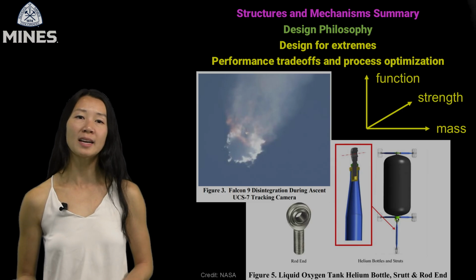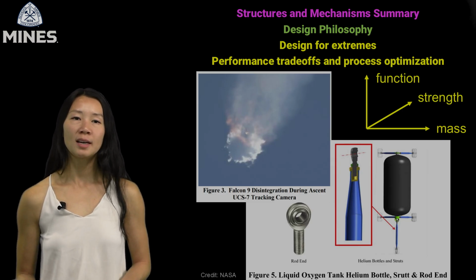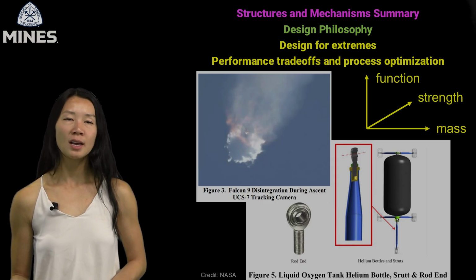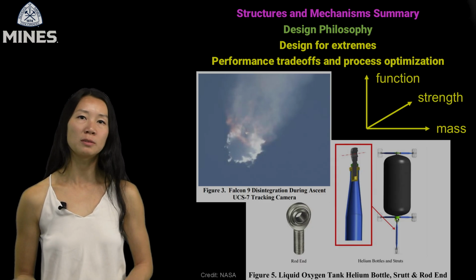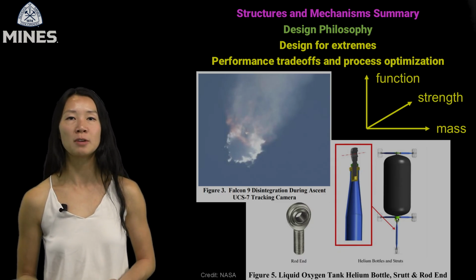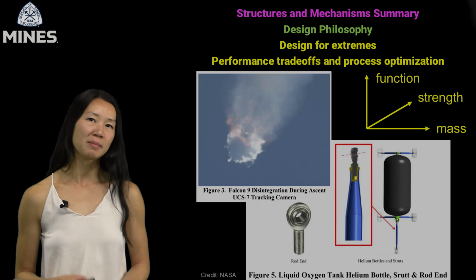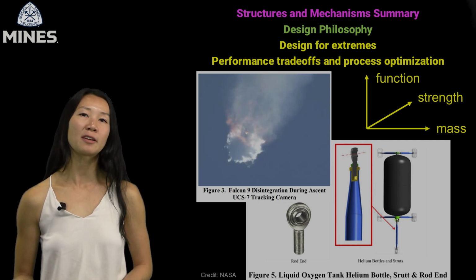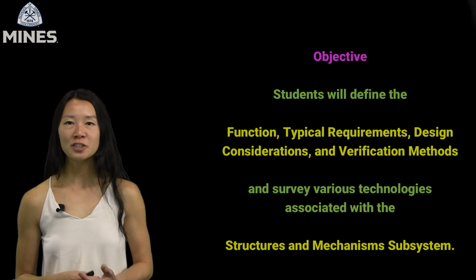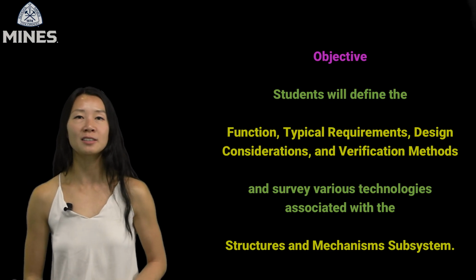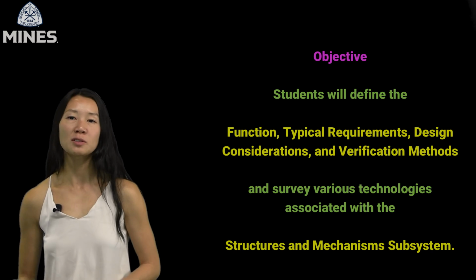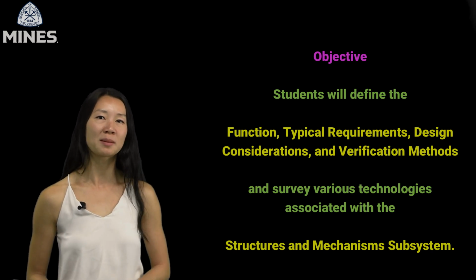To summarize, designing structures and mechanisms for space is about more than picking strong materials or analyzing stresses. It's also about anticipating failure modes, balancing competing demands, and building in the ability to test, monitor, and adapt. That's what it means to design for extremes and to design for success. So hopefully, you can now define function, typical requirements, design considerations, and verification methods, but also survey various technologies associated with this structures and mechanisms subsystem.